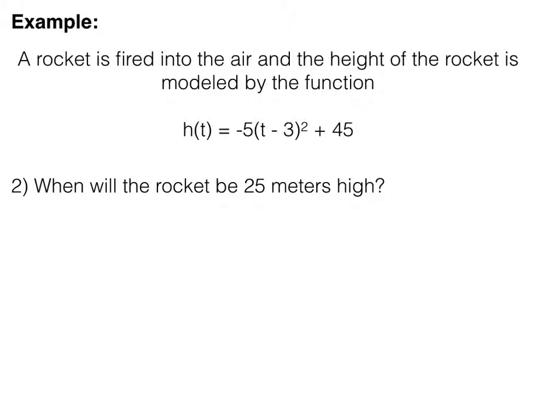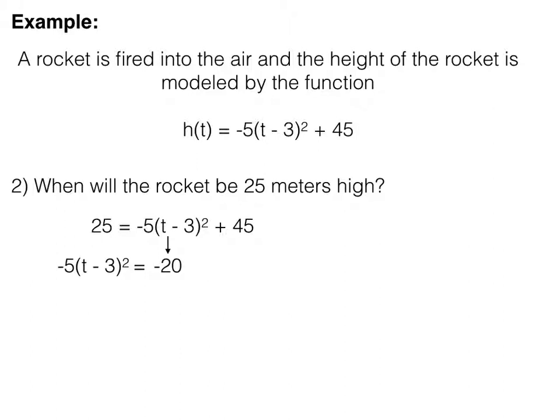Another example, same function, different question. Now, can we find when the rocket will be 25 meters high? So again, when will the rocket be 25 meters high? Well, this time instead of setting the function equal to 0, we set it equal to 25. So again, we ask, what does this part have to be so that when you add 45 to it, you get 25? Well, the answer is -20, because -20 plus 45 equals 25. So that means -5 times (t minus 3) squared has to be -20.